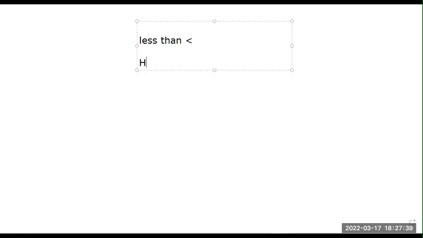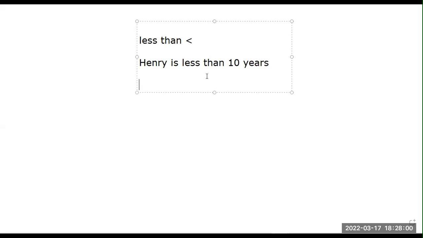Let's use Henry is less than 10 years. How would I write this as an algebraic expression? As an algebraic expression, we would have, let's use Henry as h. H would be less than 10. Right? We cannot include the 10 because the question simply said less than. So this is an example using less than.